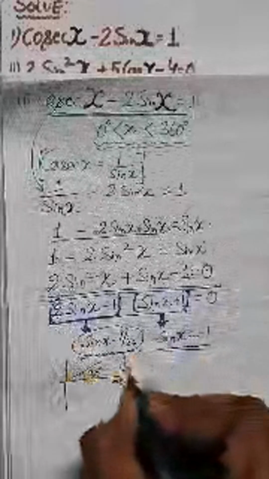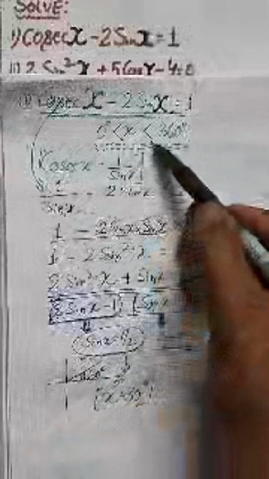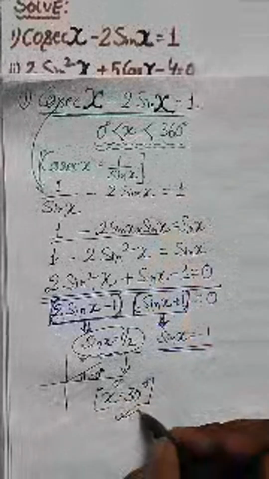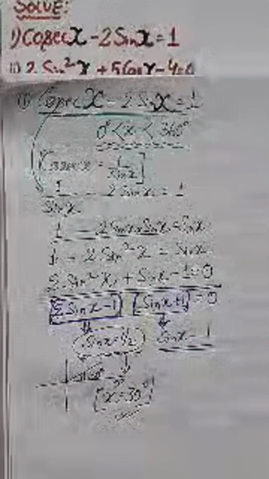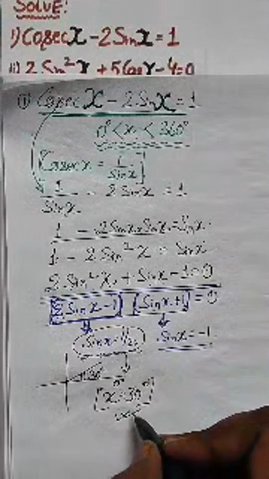So this will give you the value of x as 30 degree, because we also need to make sure that the value of x should be between 0 and 360 degree. So this will give you the value of x as 30 degree, right? Now the value of x is calculated as 30 degree.